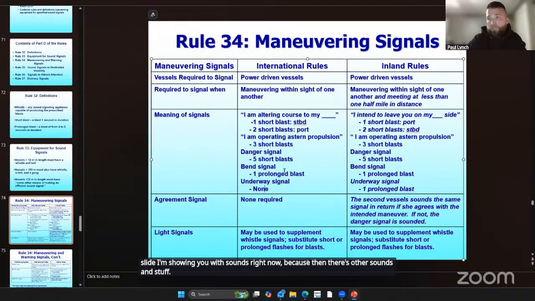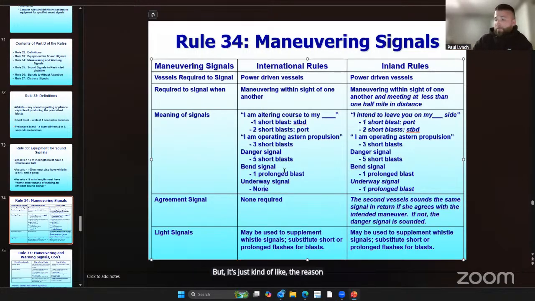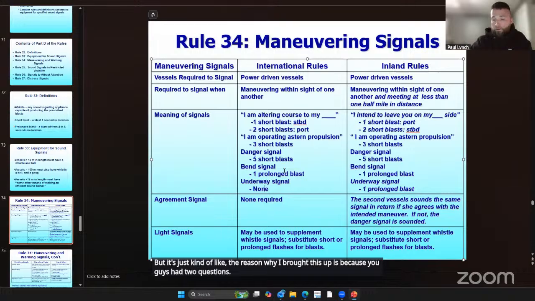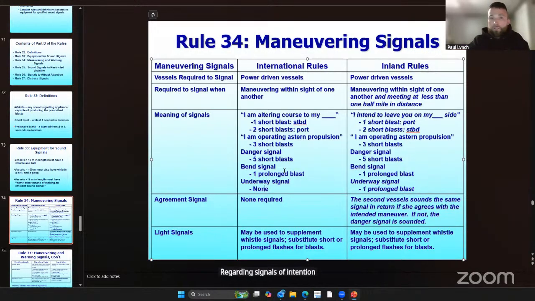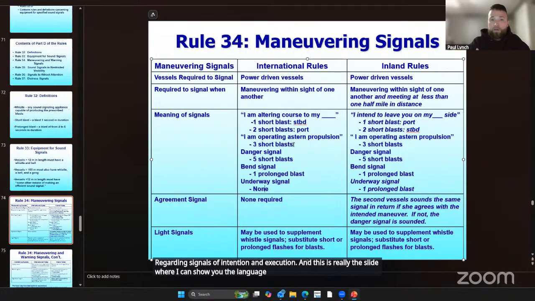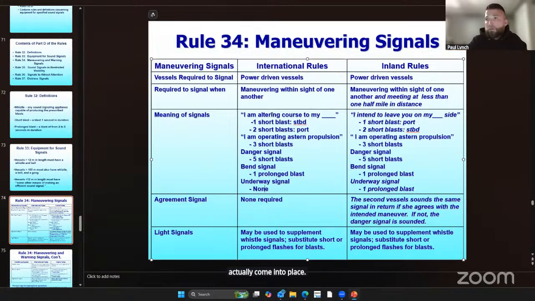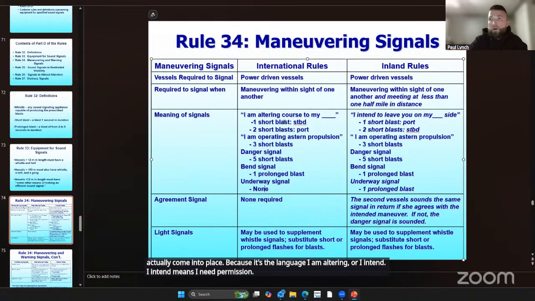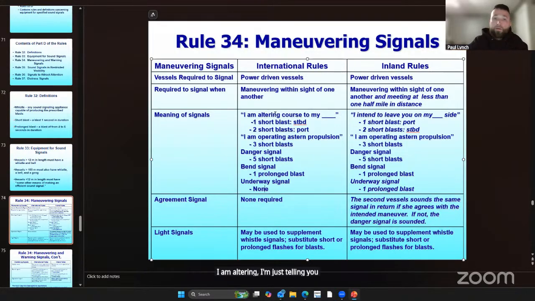The reason I brought this up is that you had 2 questions regarding signals of intention and execution. And this is really the slide where I can show you the language and how those things actually come into place. Because it's the language: I am altering, or I intend. I intend means I need permission. I am altering means I'm just telling you what I'm doing and I do it. That's the difference between signals of intention and signals of execution.